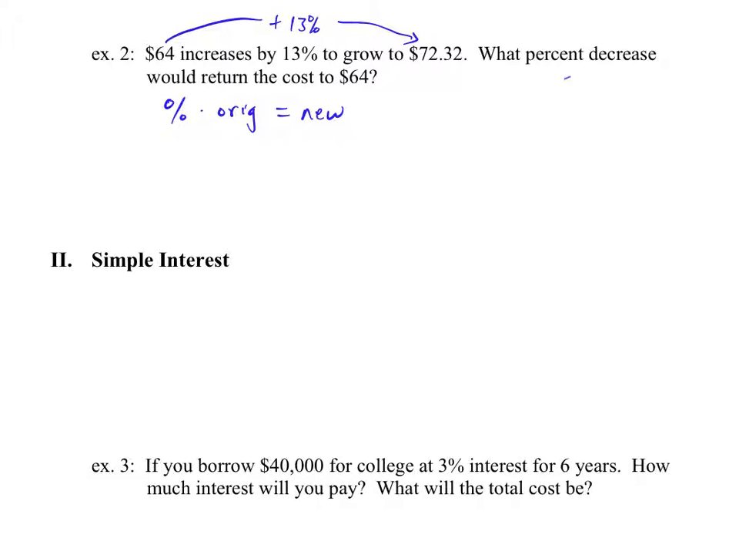But then the tougher part is what percent decrease would return the cost back. They're trying to say, if we're trying to get back to the 64, we need to minus what percent there. So where do I put my 64? Where do I put my 72.32? 64 is the original the first time, but we're trying to figure out this going back. Yep, perfect. So we're starting here, right? 72.32 is my new original. And we're trying to figure out what percentage is going to change that to make the new number 64.